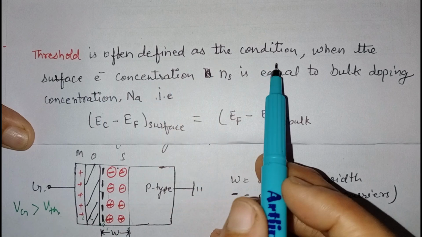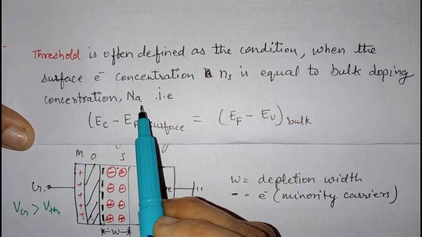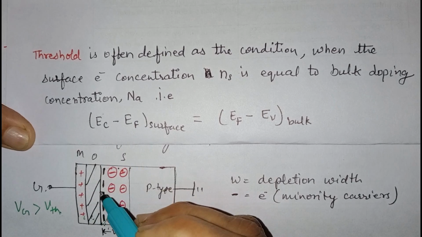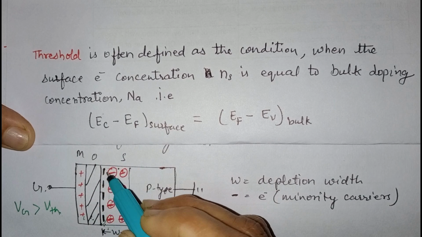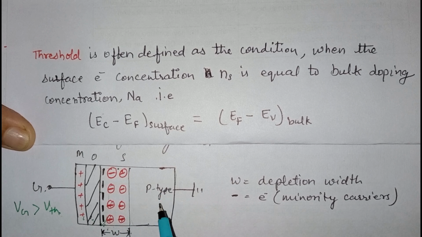Threshold is often defined as a condition when the surface electron concentration Ns is equal to the bulk doping concentration Na. Actually, the concentration of electrons near this surface, meaning near this silicon dioxide interface, is equal to the concentration of acceptor atoms in the bulk, this side.